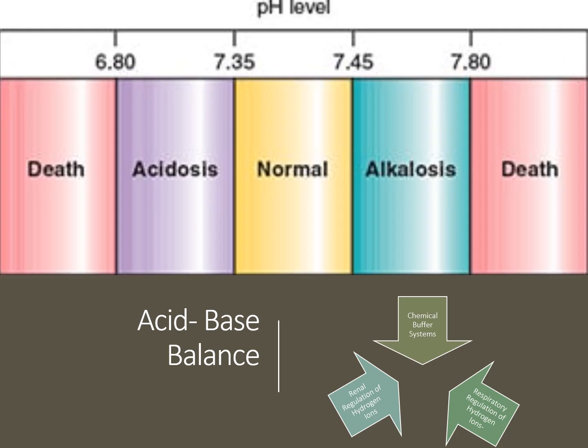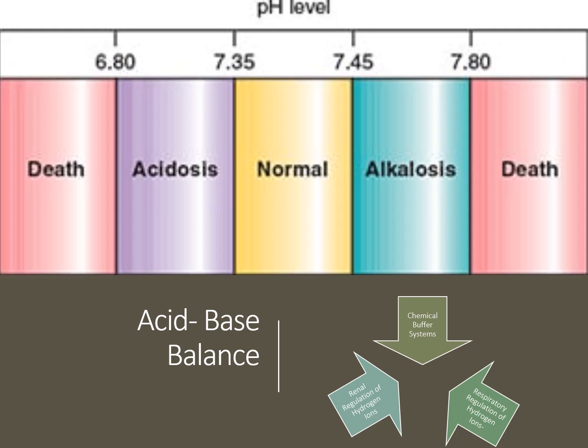When the pH falls below 7.35, it's called acidosis. When it rises above 7.45, it's alkalosis. Both conditions can lead to illness or death if they're not corrected. This is table 41-8 from your textbook. The body maintains pH through 3 major regulation systems.